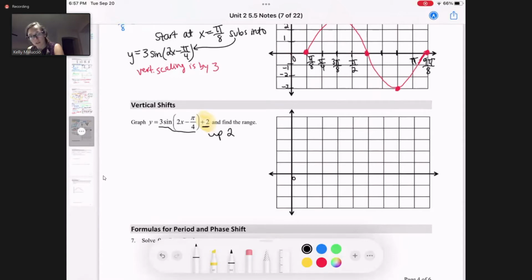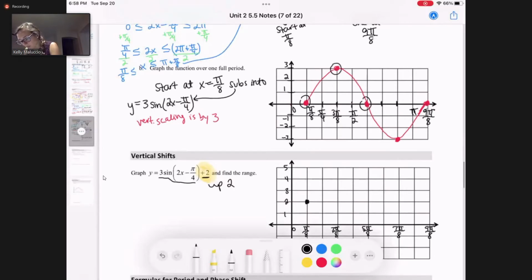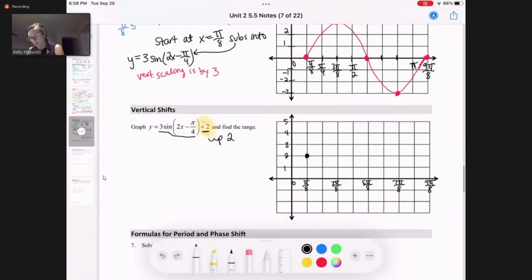So I have 0. I'll still have pi over 8, 2 pi over 8, 3 pi over 8. So maybe we'll label every other one. 3 pi over 8, 5 pi over 8, 7 pi over 8, 9 pi over 8. So that stays the same. The only thing that changes is my shifting. Everything goes up 2, right? So I started at pi over 8, 0, but I'm shifting it up 2. So take all of these points up here and just shift them up by 2. And that's all I'm going to do, right?